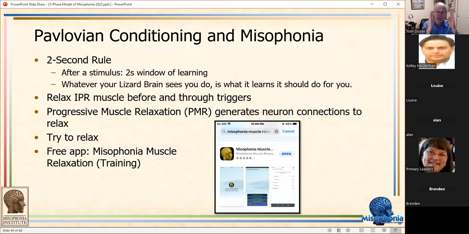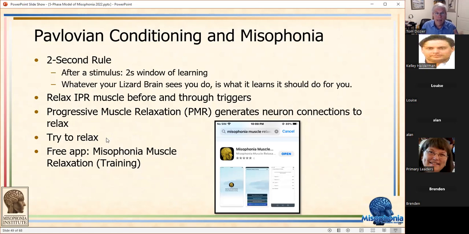But if you relax that muscle before the trigger, it's good and relaxed, and it's trigger, boom, relax, that tells your lizard brain it predicted incorrectly, and it needs to not do that. So that will cause it to come down. Now, you don't typically have the ability to relax your muscles on demand. And so progressive muscle relaxation is a technique that triggers neurological growth and makes new connections in your brain to be able to relax on demand.